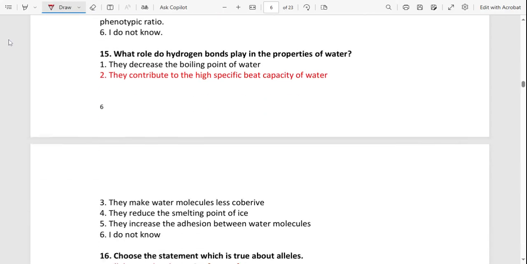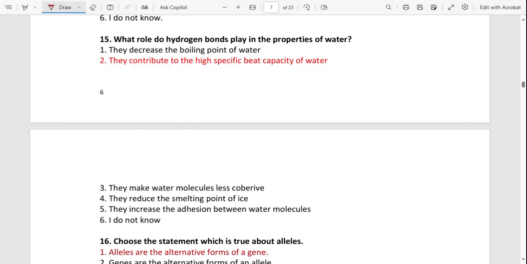Number 15 is saying, what role do hydrogen bonds play in the properties of water? Now hydrogen bonds are the ones that increase the specific heat capacity. They are the ones that make water have a high melting point. This is what makes water have a high heat of vaporization. In other words, the properties of water are because of hydrogen bonds. They decrease the boiling point? No, they actually increase the boiling point. They contribute to the high specific heat capacity. That's true.